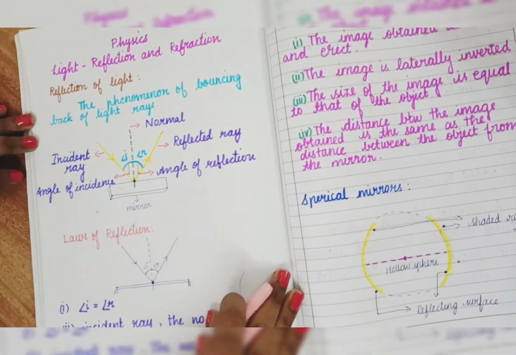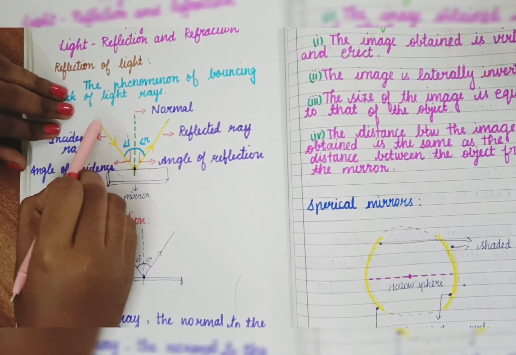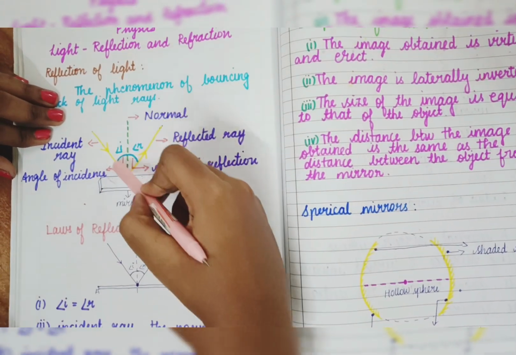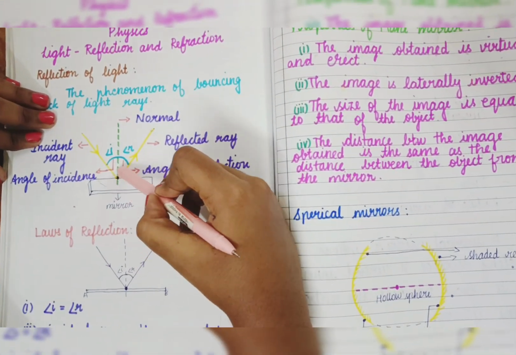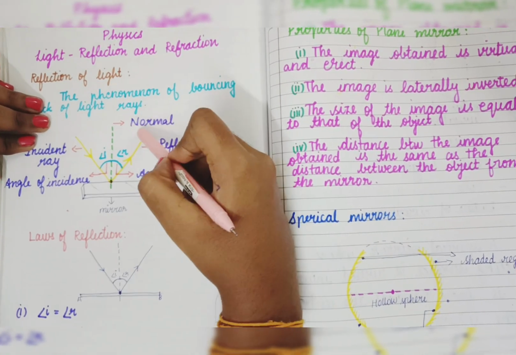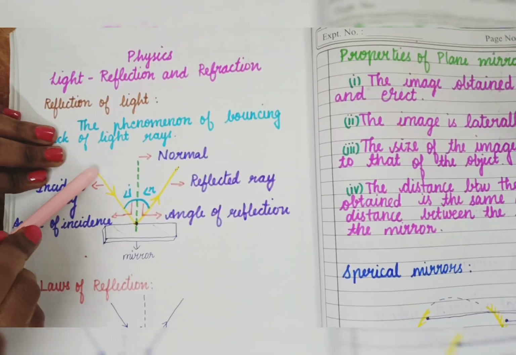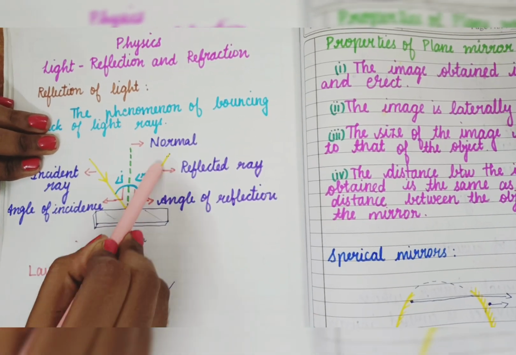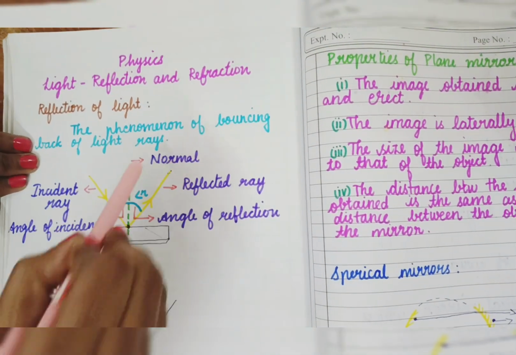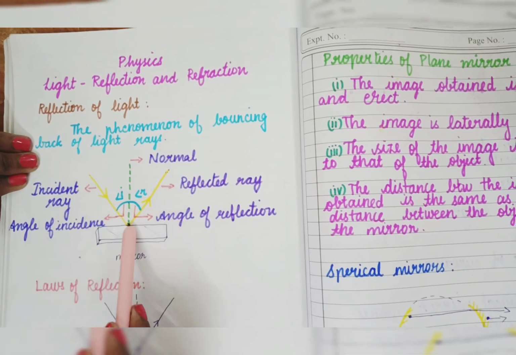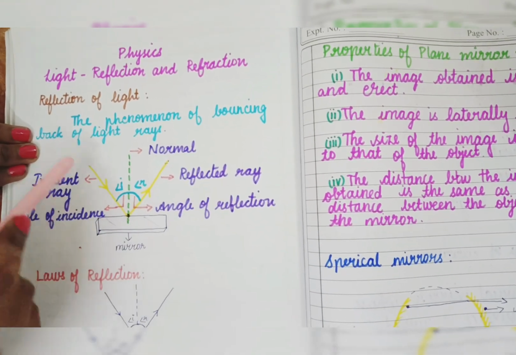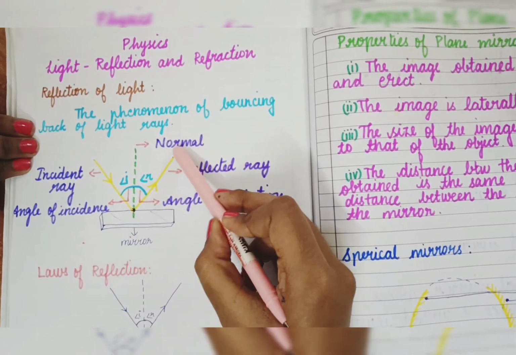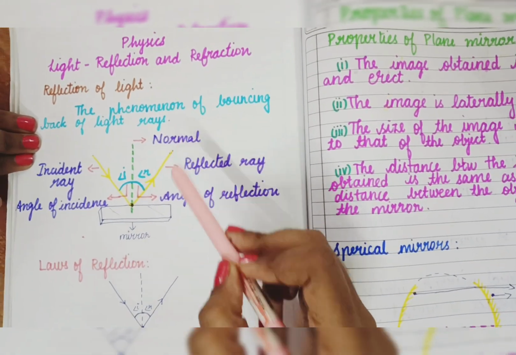Come, let's understand. You can see that a ray is coming and hitting the mirror. When this ray hits the mirror, it is bouncing back into a different direction. This ray, which is coming from the light and hitting the mirror, is called the incident ray, and the ray that is bounced back is the reflected ray.